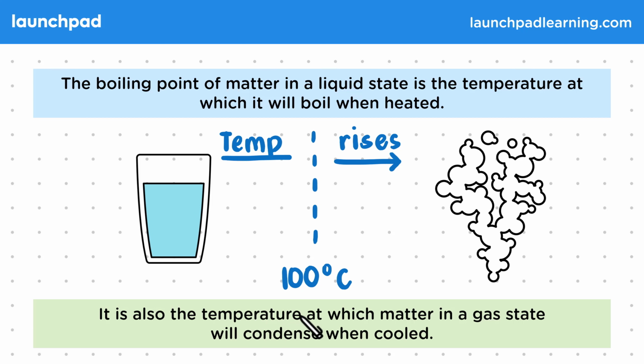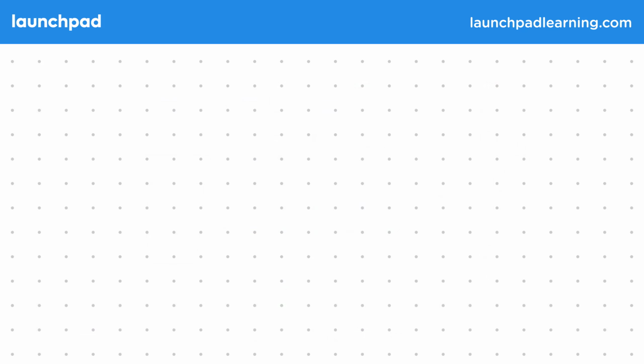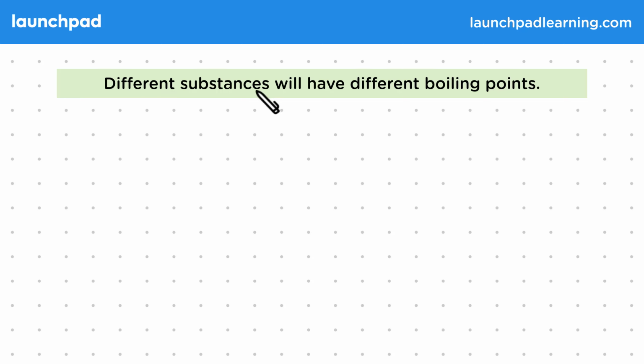It is also the temperature at which matter in a gas state will condense when cooled. So as the temperature falls from above to below 100, the water condenses. So do all substances have the same boiling point? Well, actually, different substances will have different boiling points.